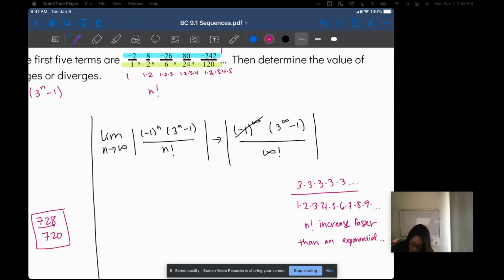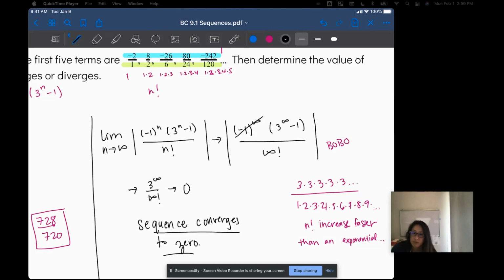Okay. So basically, because the bottom increases faster, we're evaluating 3 to the infinity over infinity factorial, because the minus 1 really doesn't do anything. So this is going to approach 0. So because the absolute value of the nth term approaches 0, the sequence converges to 0. And that's it for today.